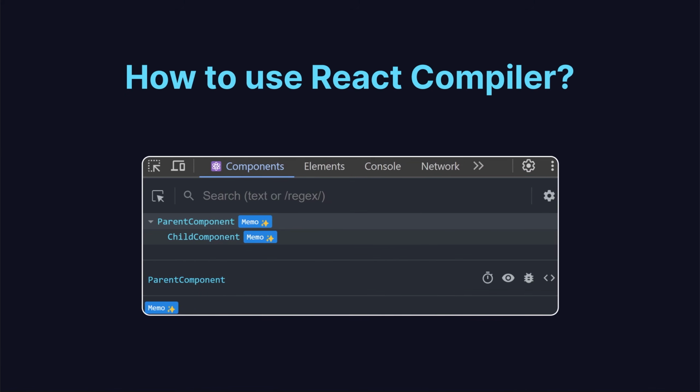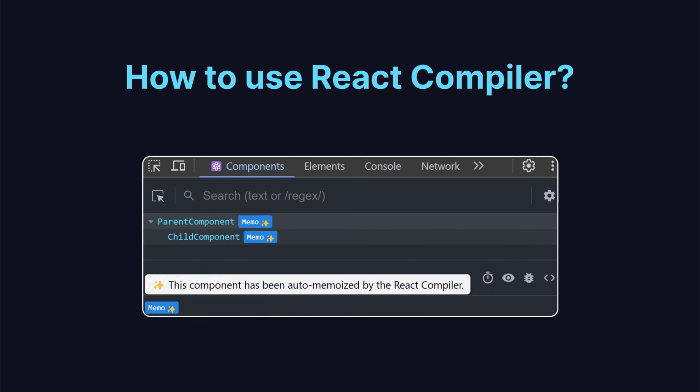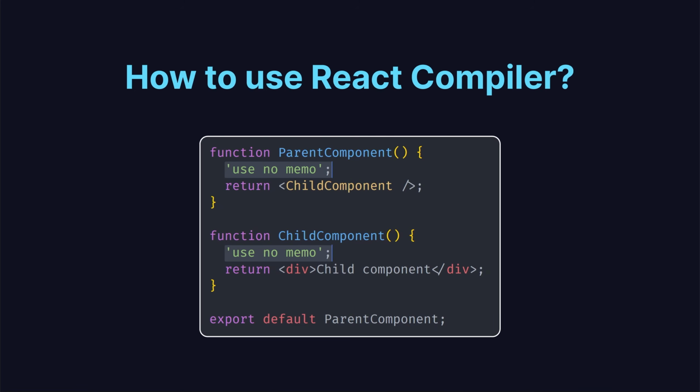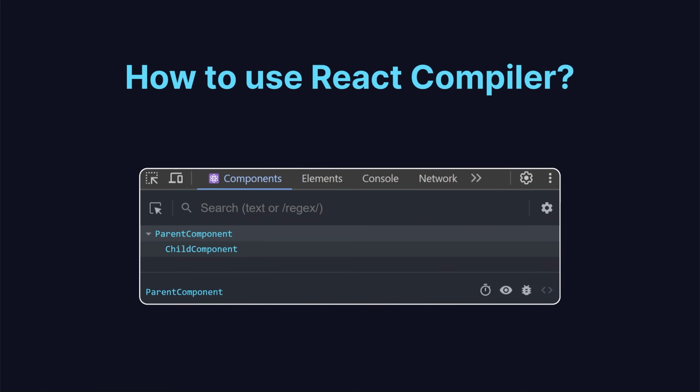We can check that our components are being compiled by heading over to the React DevTools and hovering over the components. We can see a little star with the text that this component has been auto-memoized by the React compiler. Also, if for any reason you don't want to compile some specific components, it is possible to disable the compilation by using the use no memo directive. You can see the star has disappeared. It is also possible to enable compilation only for files with specific prefixes, or only for some directories.